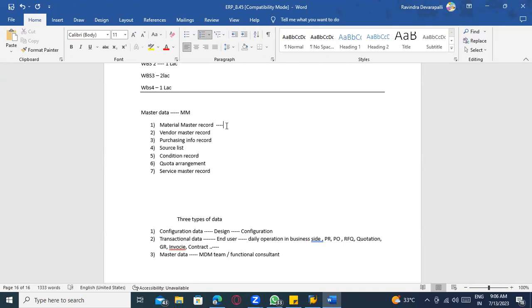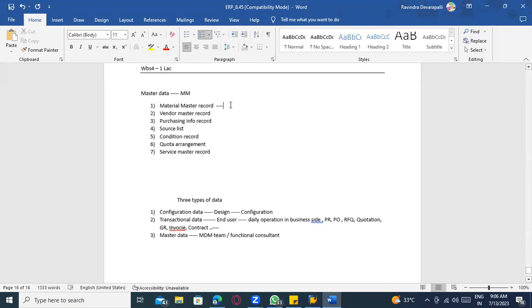So in the material master record, what information will be there? It will be related to the material. We can say material or we can say product also. Okay, both are the same. Product or material. So for any product, the basic information of that product, and the information required to perform the transactions from each and every area, we maintain in the material master record.